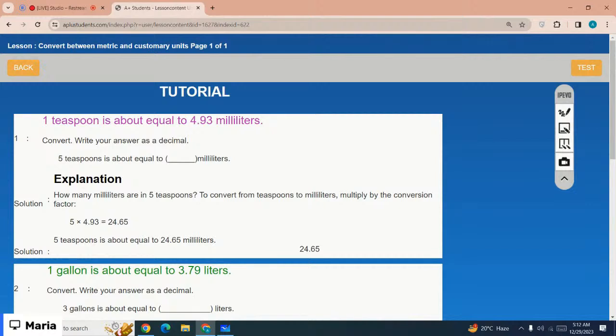So you have to see 5 teaspoons. So you have to multiply 5 times 4.93, right? If you are given the basic conversion, then that would be very easy for you, right? Just multiply 5 times 4.93 and you will get your answer. Let's just start with the test questions.